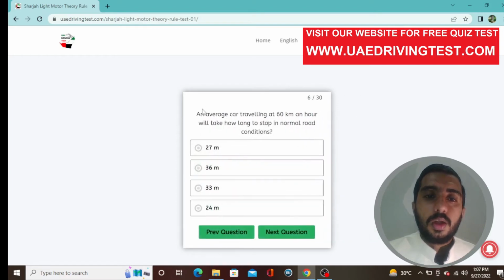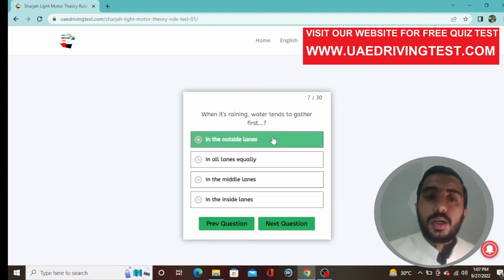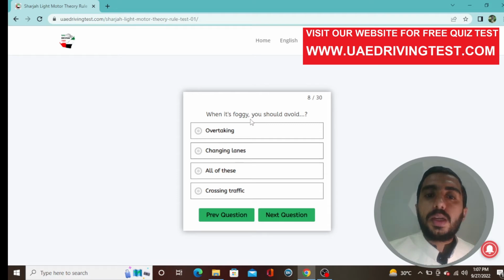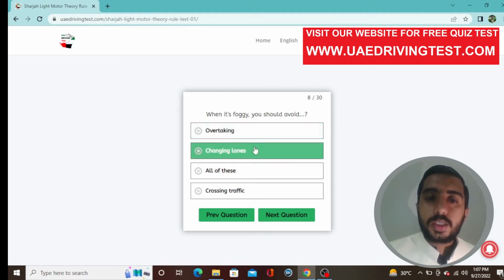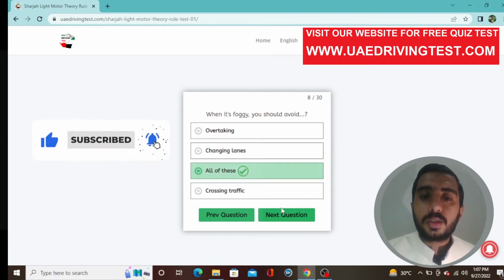Next question. An average car traveling at 60 km an hour will take how long to stop in normal road conditions? It will take 33 m. Option C is the correct one. Next question. When it's raining, water tends to gather first in the outside lanes. Option A is the correct one. Next, question number 8 is, when it's foggy, you need to avoid overtaking, changing lanes and crossing traffic. All these 3 options are correct, so we select option C, which is all of these.